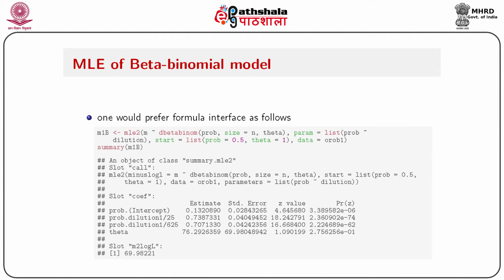One would prefer the formula interface as well. So say M1B equals mle2, M tilde dbetabinom, prob, size equals n, theta, then parameter list is prob tilde dilution, and start equals list, prob equals 0.5, theta equals 1, then data equals ORO B1, and the summary of M1B will give you almost the same results that you saw in the previous section.